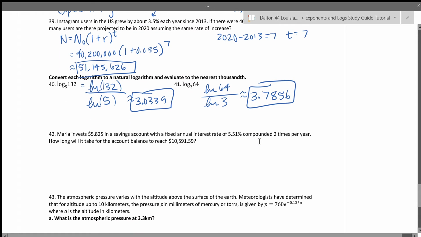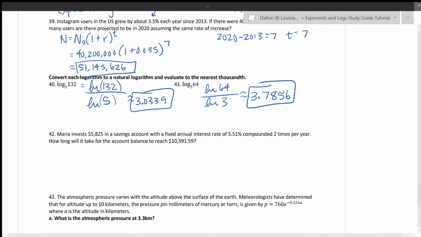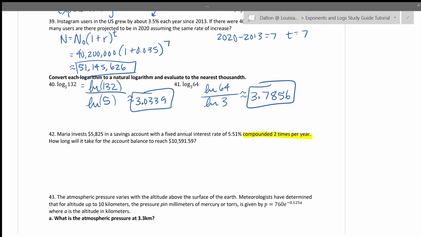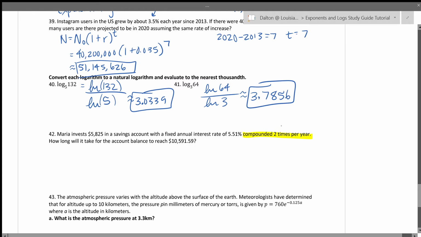42, Maria invests some money in a savings account. It's got a fixed annual interest rate of 5.51% compounded 2 times per year. There's the giveaway of which formula to use. You're going to use the compounding interest formula that has n, because n is going to equal 2 for 2 times a year. 5.51% interest, if you move the decimal point 2 places to the left, will be 0.0551 for r.